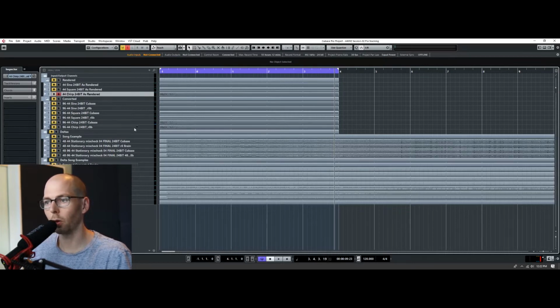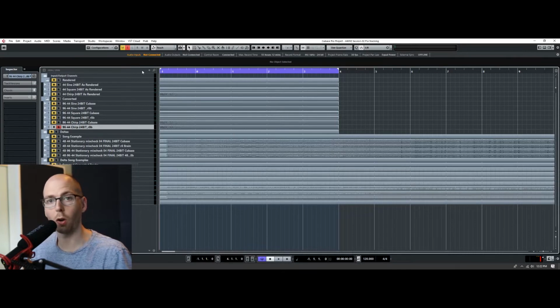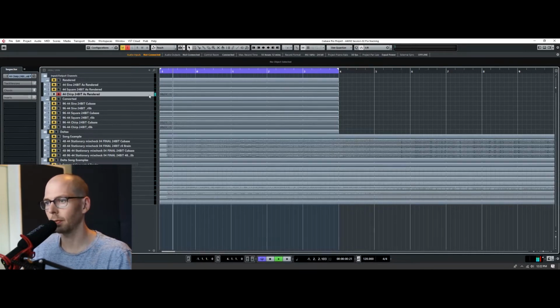Let's do this again for the R8Brain. Again, this is supposed to be the more highly regarded, better quality sample rate converter. So original. R8. Original. R8. Original.